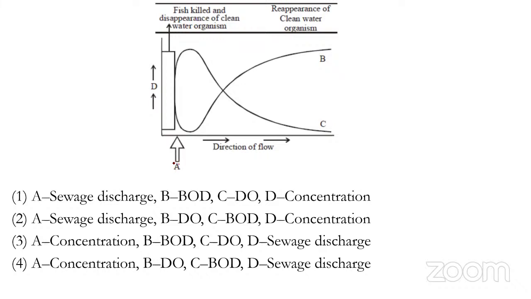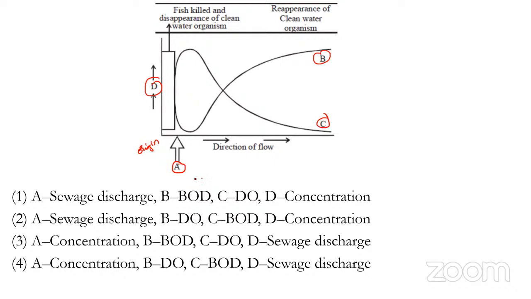You're supposed to identify what is A, B, C, and D. You may remember this graph from your textbook as well. A is the point where there will be sewage discharge. There is somewhere Manasa Gangotri over here, where the Ganga takes birth. This is the origin of the Ganga River. At the origin, it will have high dissolved oxygen but very low biological oxygen demand.